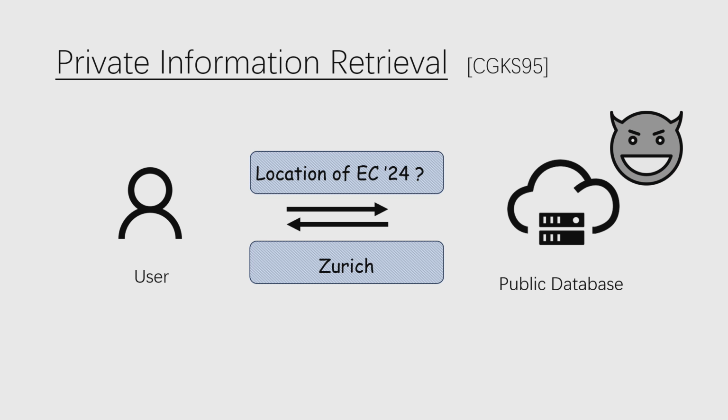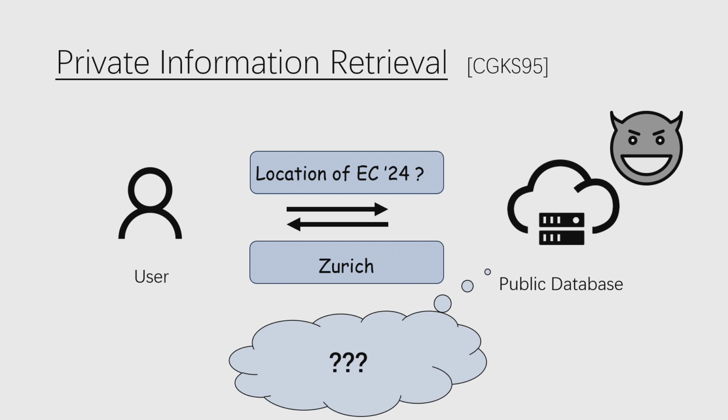and so on and so forth. So to solve the privacy issue, Chor et al. back in '95 proposed this concept called private information retrieval. The idea is that we need to design some crypto protocol between the user and the server so that at the end of the protocol, the user should still learn the correct result of the query, while the server learns nothing about the query and the response.